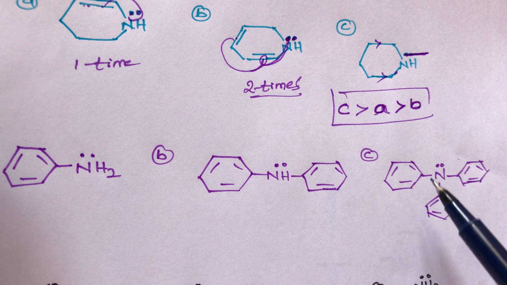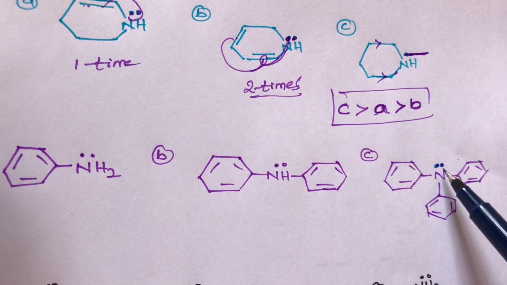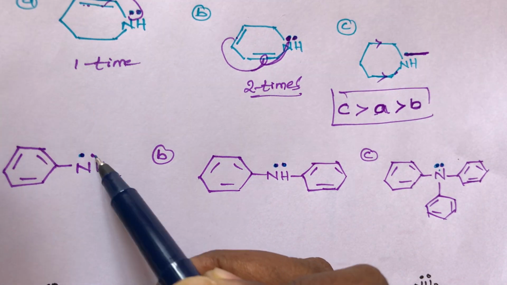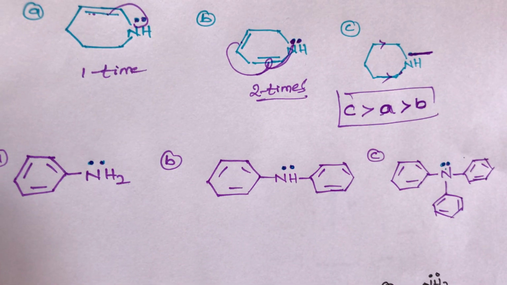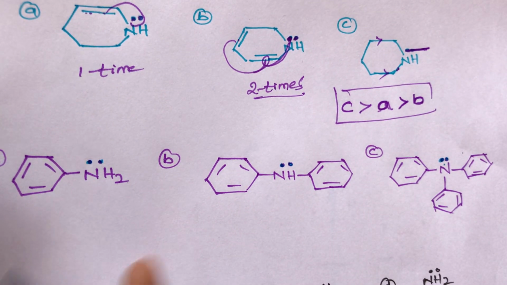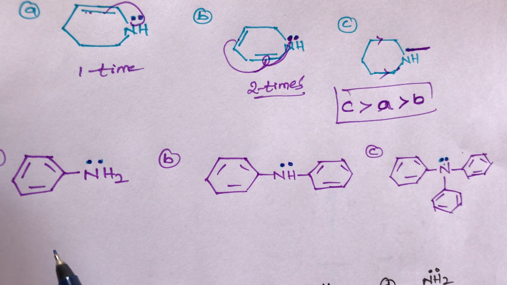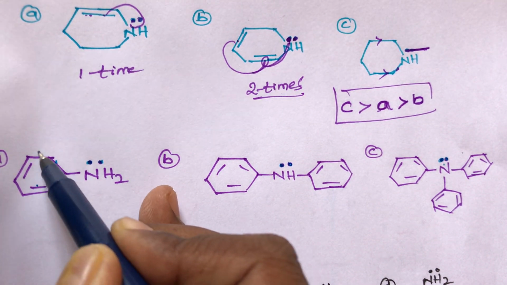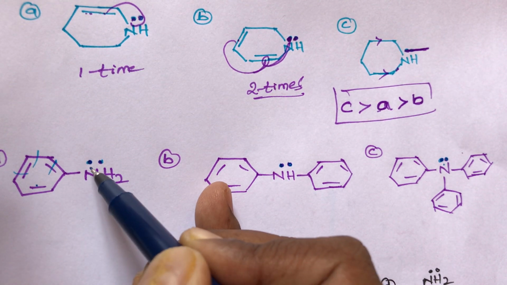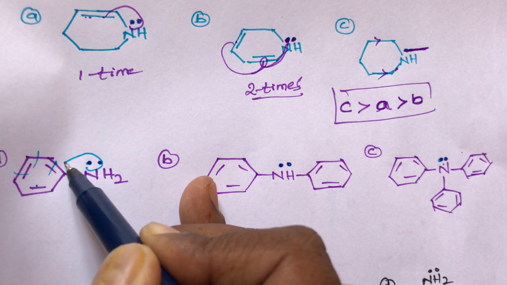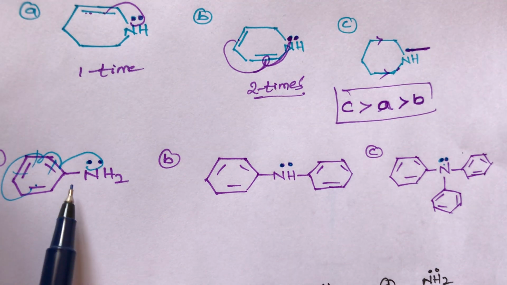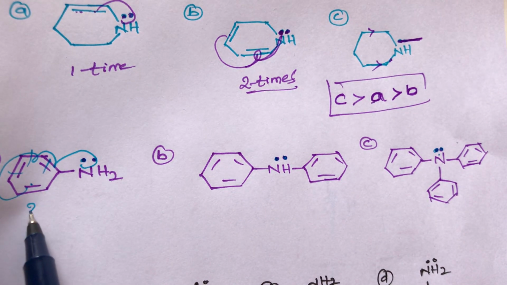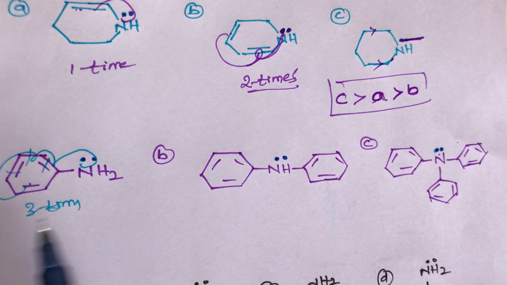Why? Because tertiary amines have one lone pair, secondary amines also have one lone pair, and primary amines also have one lone pair. So what is the condition here? Here all compounds have conjugation. Conjugation means, as I said, double bond, then single bond, then double bond, then single bond. That means this lone pair participates in the resonance. How many times? 3 times.